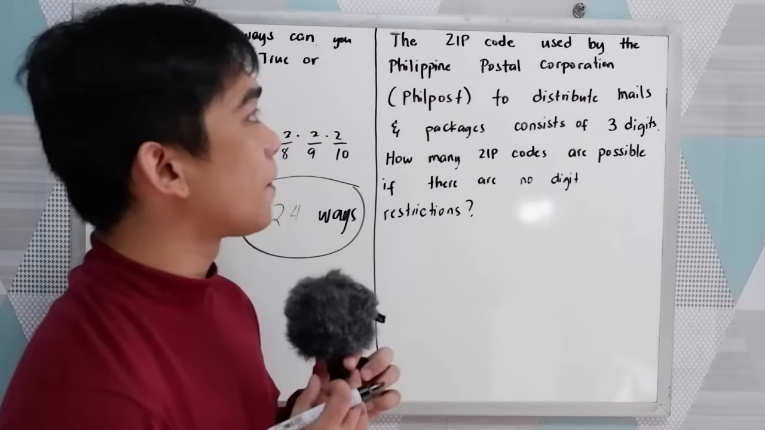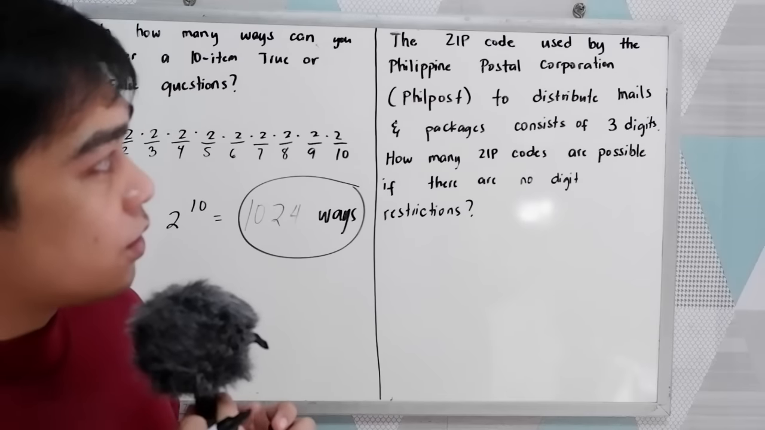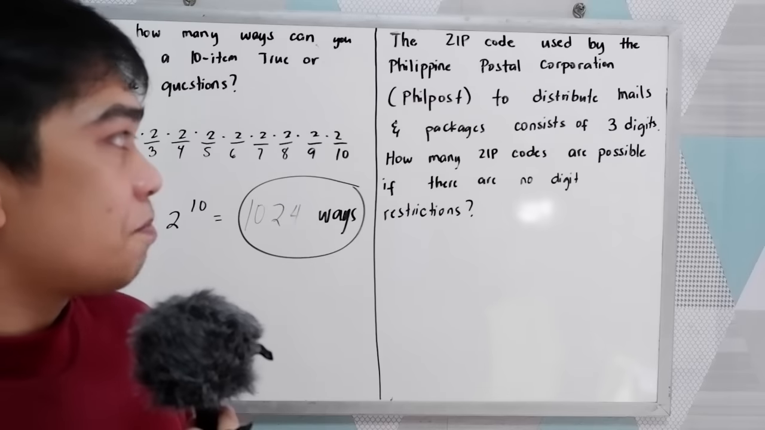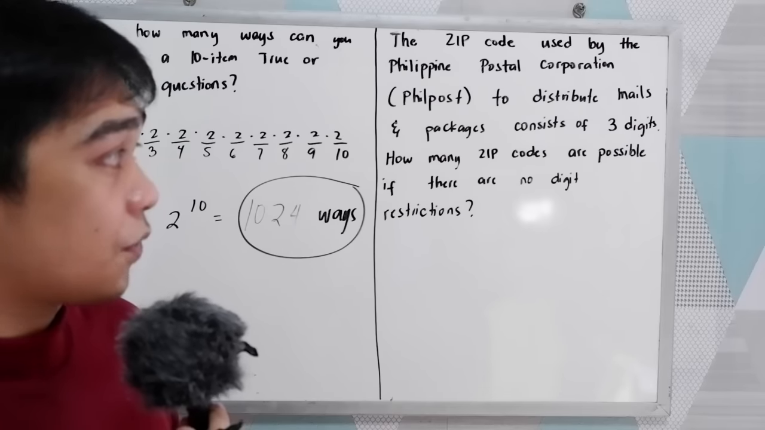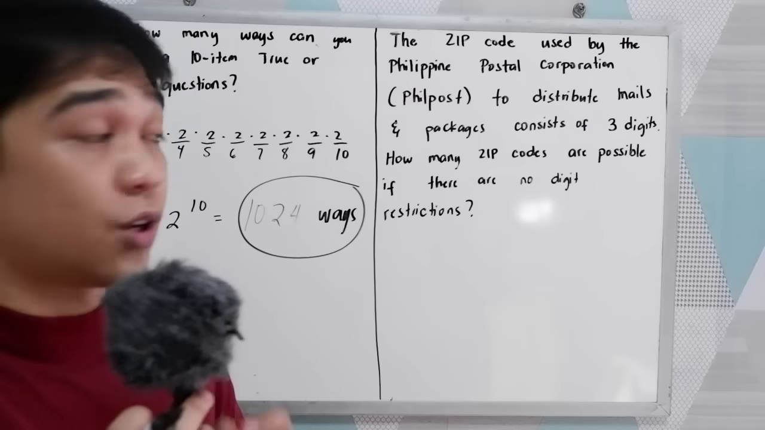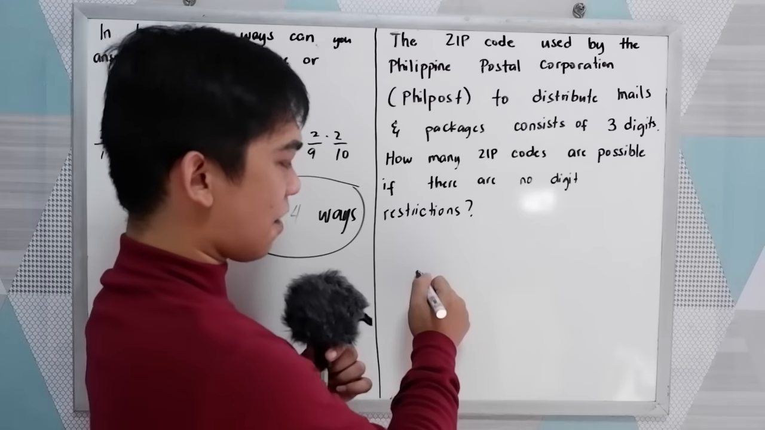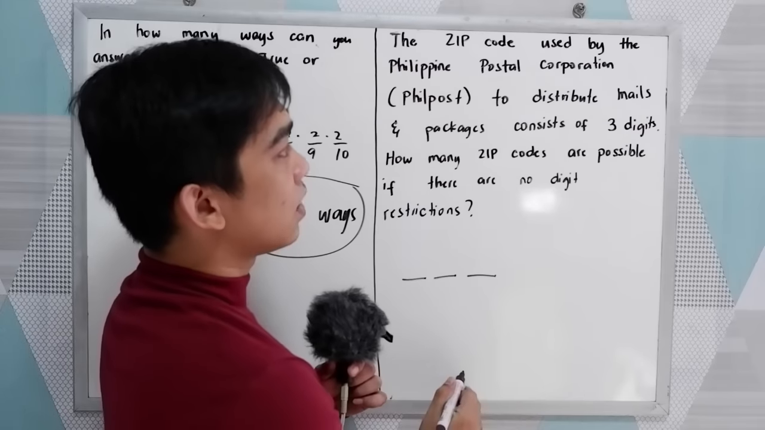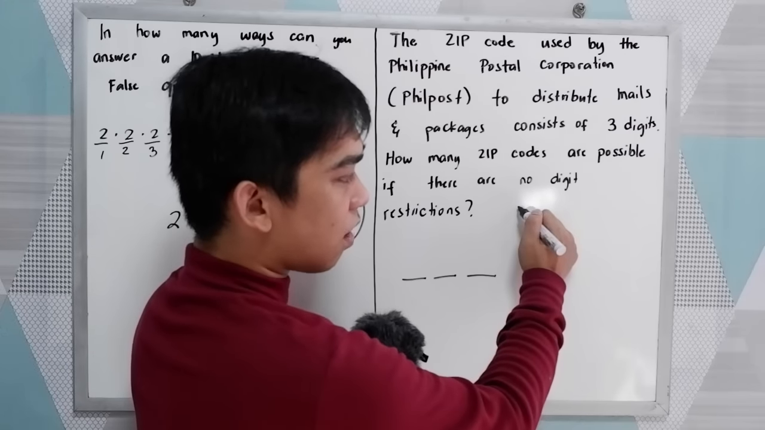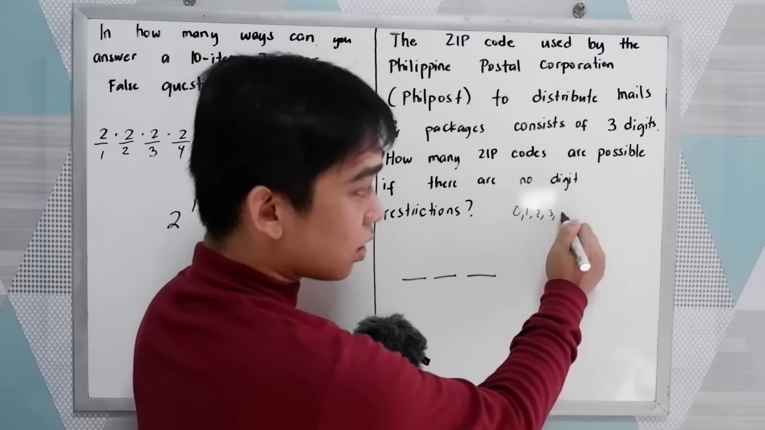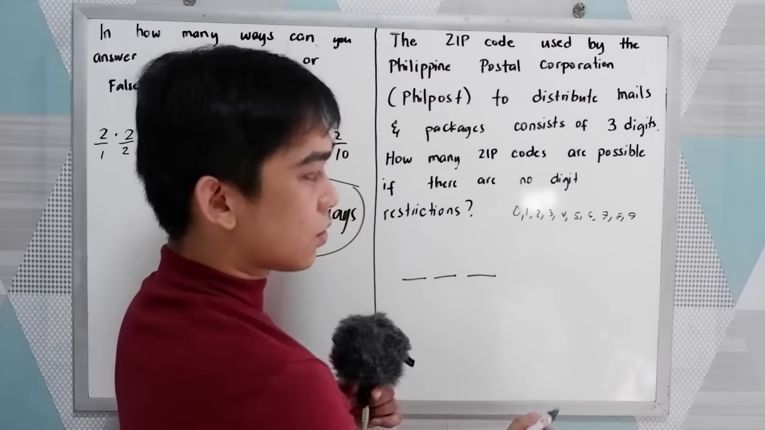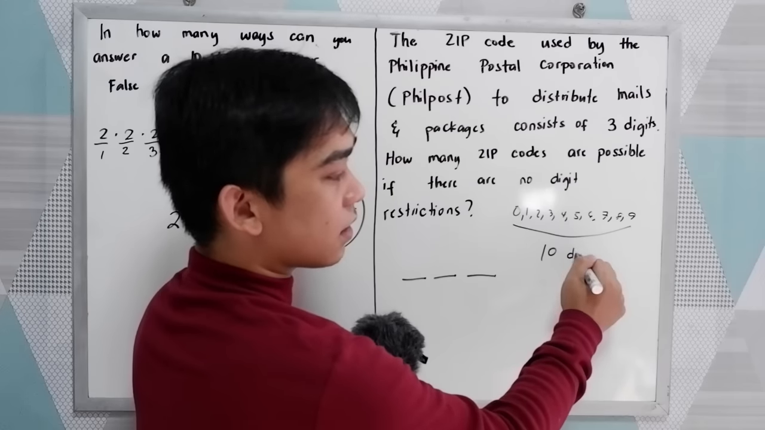Next question, number 4. The zip code used by the Philippine Postal Corporation or PhilPost to distribute mails and packages consists of 3 digits. How many zip codes are possible if there are no digit restrictions? So we need to have a 3-digit code. Now, our digits are 0, 1, 2, 3, 4, 5, 6, 7, 8, 9. So a total of 10 digits.